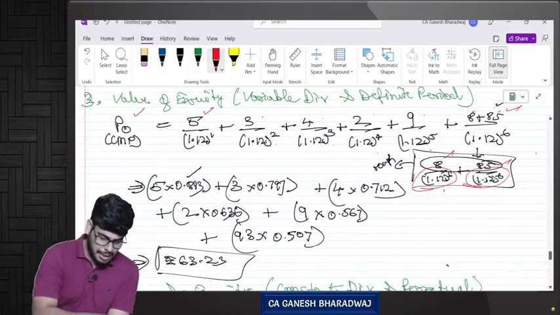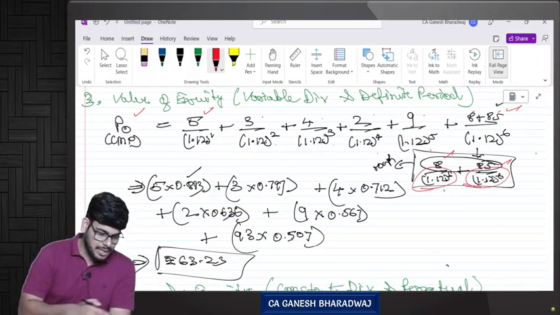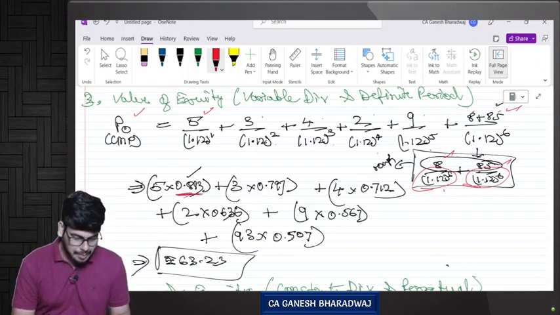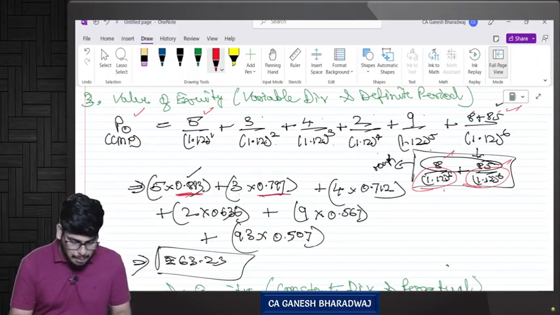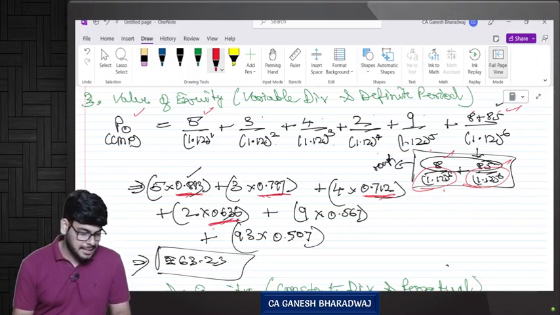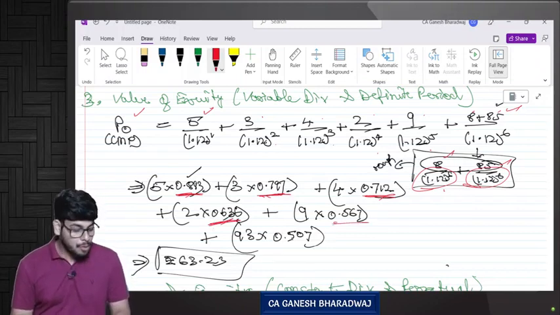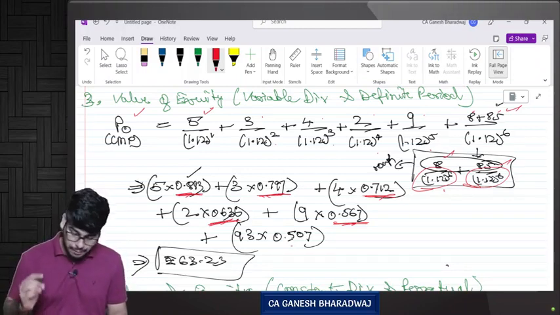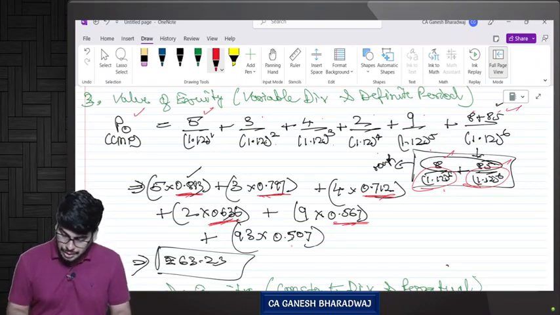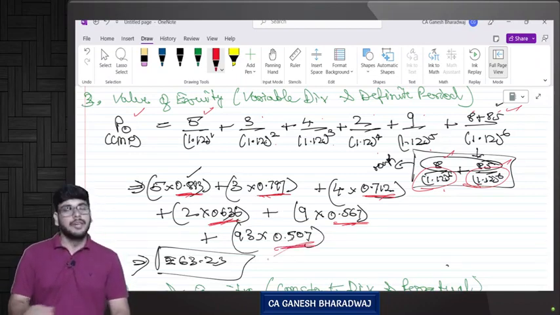So please take your calculator. 1 divided by 1.12 is equal to, so write down, the first year is going to be 0.893, once again is equal to 0.797, once again is equal to 0.712, once again is equal to 0.636, once again is equal to 0.567. It is only for 6 years, right? Yes, it's for 6 years. So this was the 5th year. The 6th year is going to be 0.507.